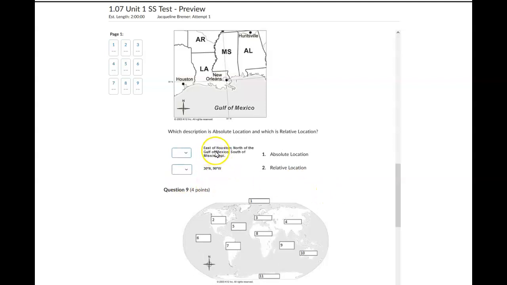Okay, east of Houston, north of the Gulf of Mexico, south of Mississippi. So is that an absolute location or a relative location? And then 30 degrees north and 90 degrees west. Is that absolute or relative?